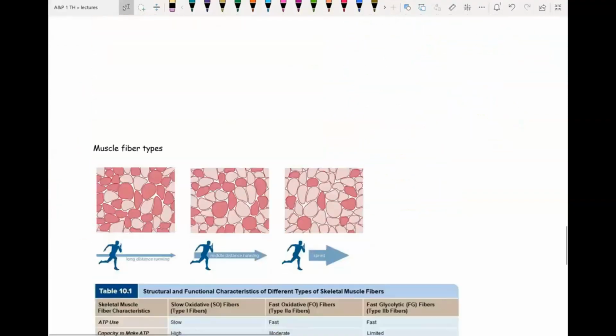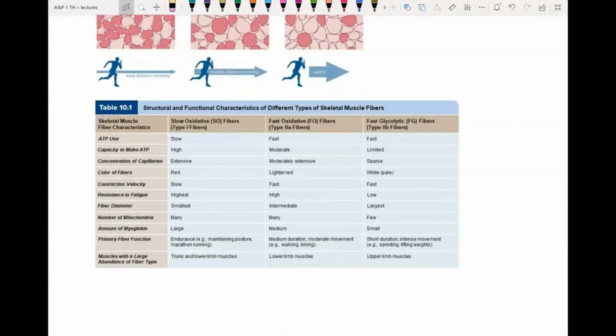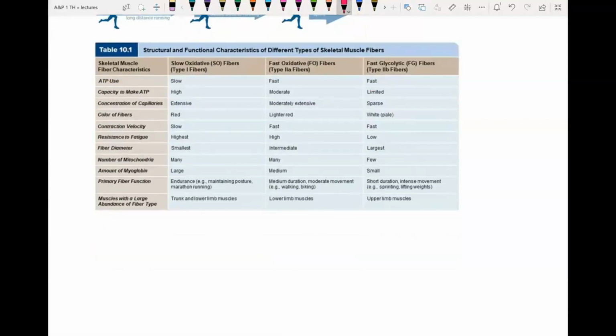Then we can look at types of muscle fibers. So there's 3 types here. I'm just going to focus on the 2 ends, the 2 extremes, because the ones in the middle are just kind of medium on everything. So we're going to look at slow oxidative and fast glycolytic. So first we'll talk about slow oxidative.